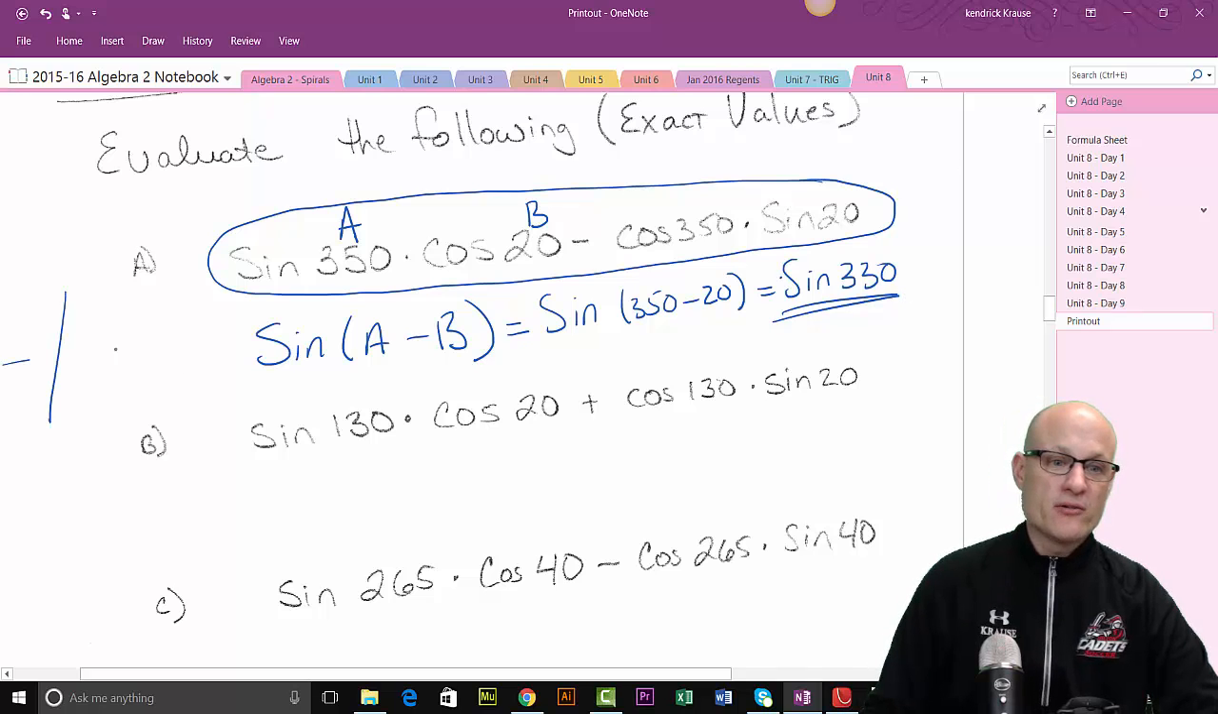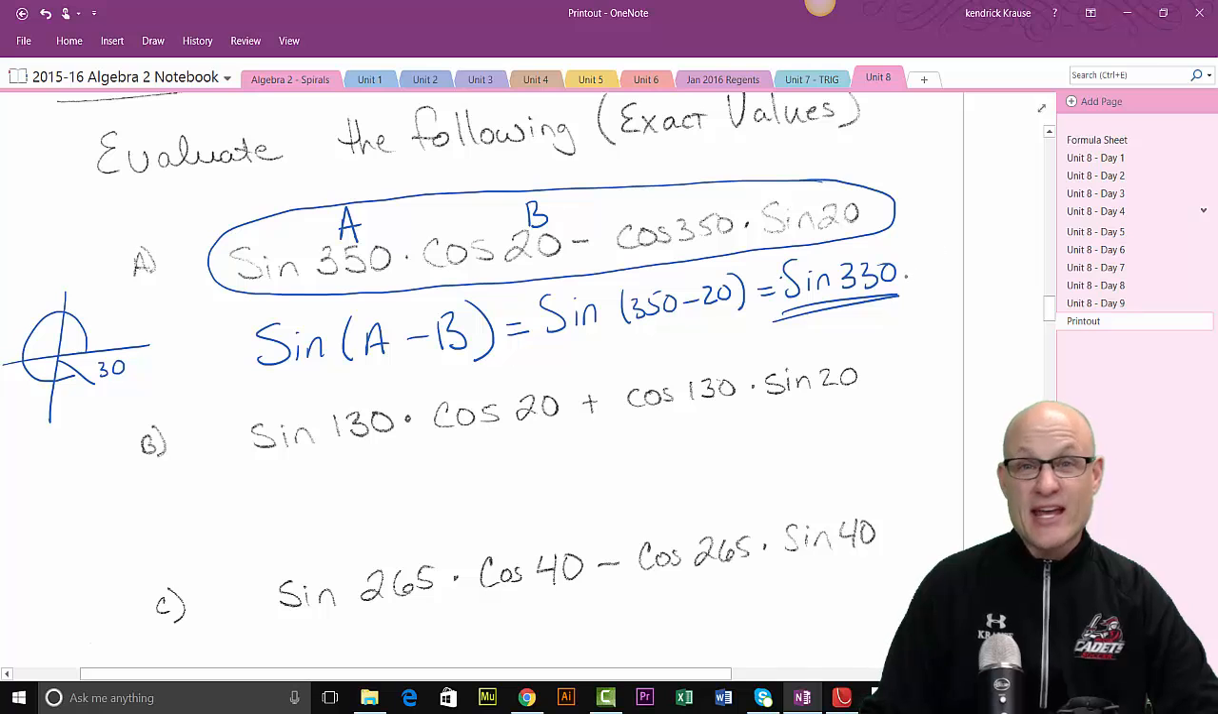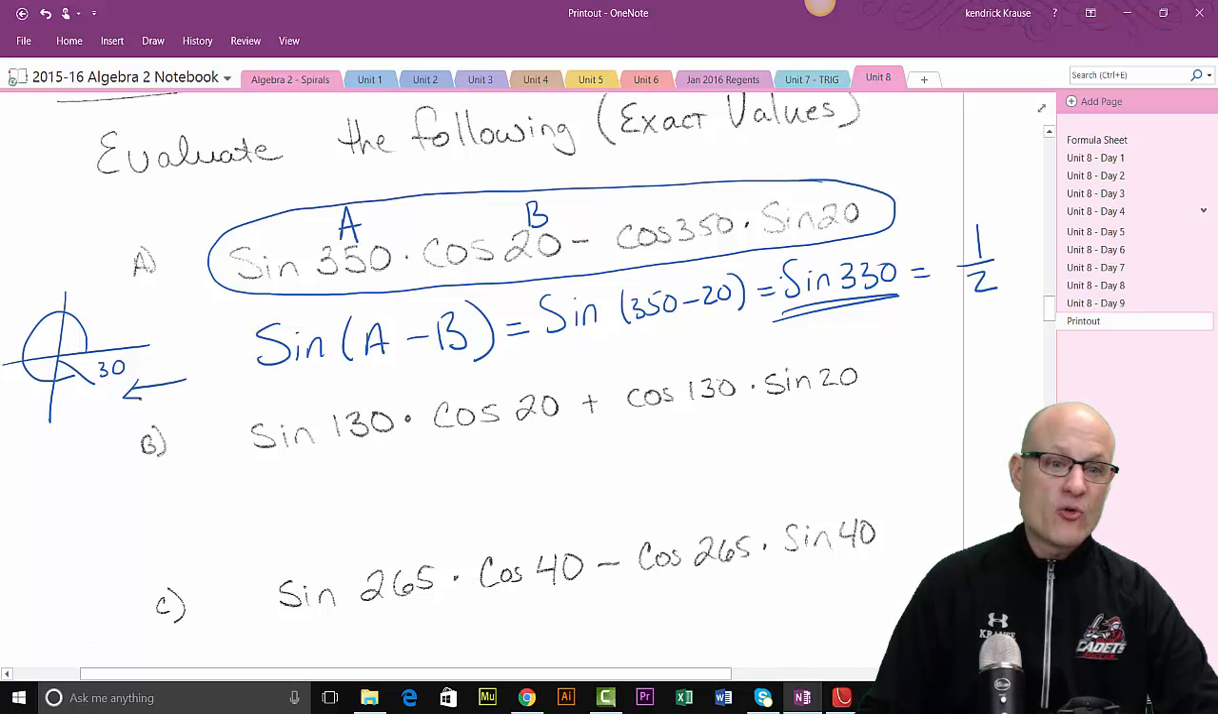So 330 degrees is down here. It has a reference angle of 30 degrees. So this is the same as the sine of 30 degrees. The sine of 30 degrees is 1/2. However, we are in the 4th quadrant and sine is negative.